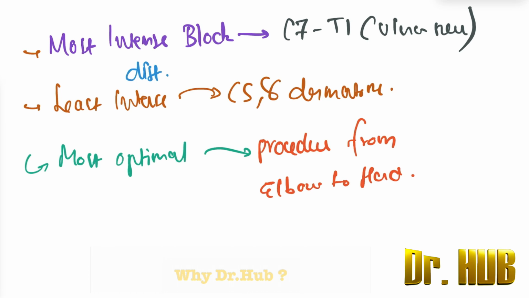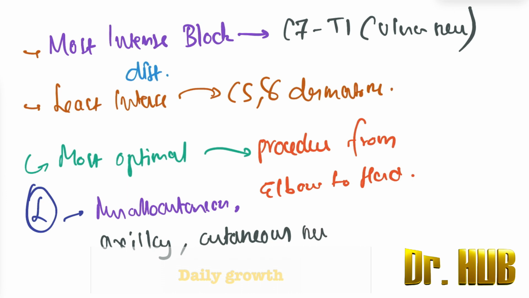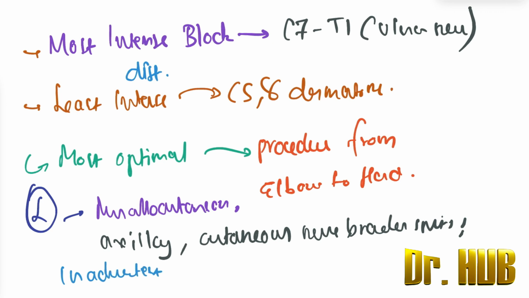Let's look at the limitations. The limitations include the musculocutaneous as well as the axillary nerve, then the cutaneous nerve and the branches sparing. Then there is inadvertent intravascular injection.